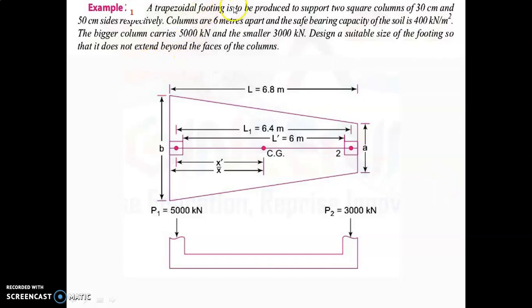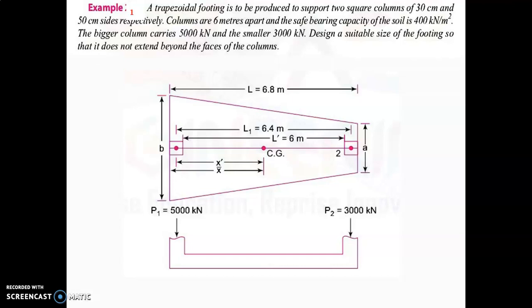A trapezoidal footing is to be produced to support two square columns of 30 cm and 50 cm sides respectively. Columns are 6 meters apart and the safe bearing capacity of soil is 400 kilonewton per meter square. The bigger column carries 5000 kilonewton and the smaller 3000 kilonewton. Design a suitable size of the footing so that it does not extend beyond the faces of the columns.